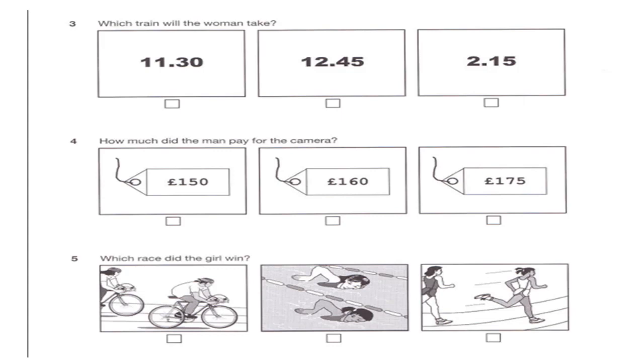Four. How much did the man pay for the camera? I've bought a new camera. It looks expensive. Cameras like that cost about £150, don't they? This was £175, but the man in the shop took £15 off the price because it was in the shop window and there was no box for it. £160 is still a lot of money. I hope it takes good pictures.